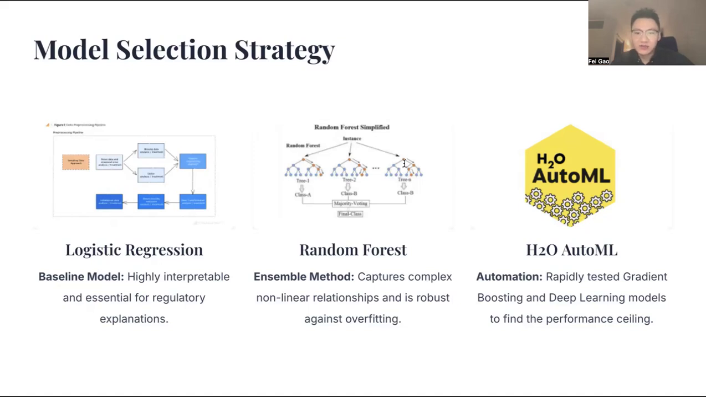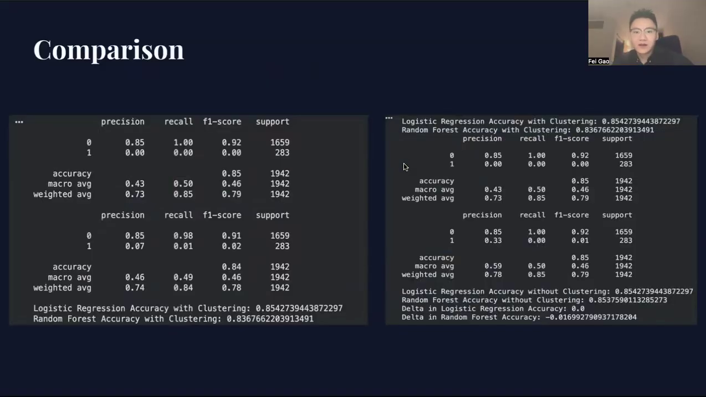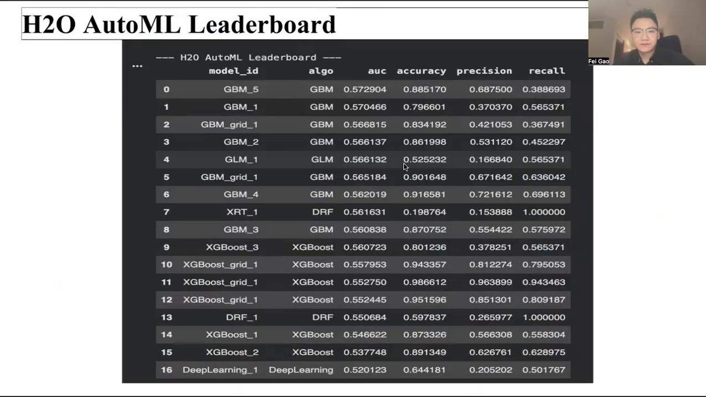Finally, I leveraged H2O's automated machine learning to test a wide variety of algorithms to find the absolute best performance benchmark without manual tuning. The results show that both logistic regression and random forest achieve a high accuracy, mainly by predicting the majority class, while clustering provides no real improvement, and the models perform very poorly at detecting the minority class. So comparing the results, here's what I found.